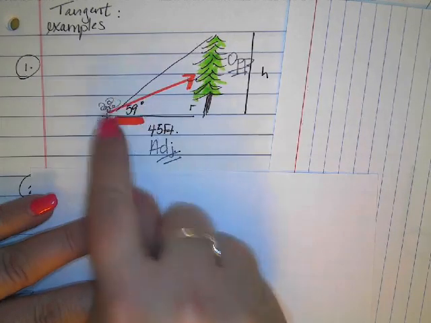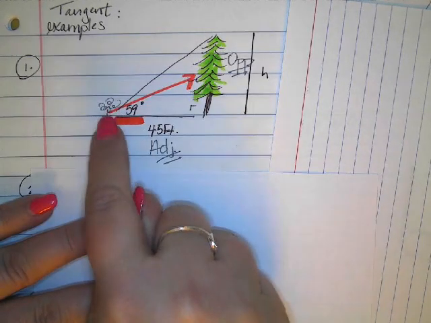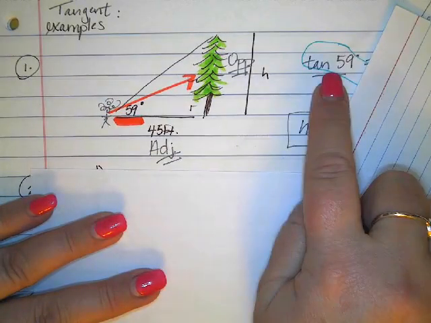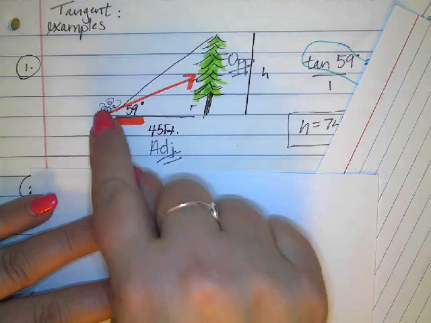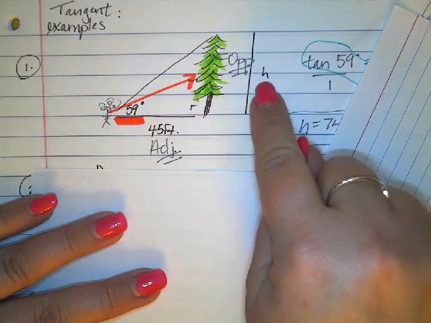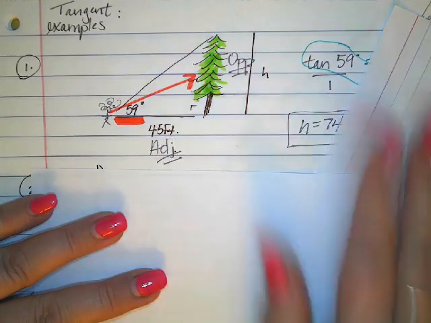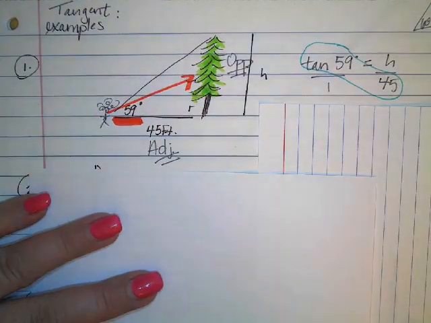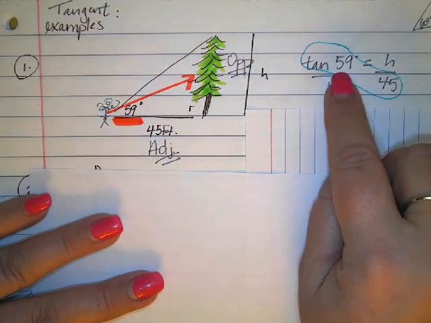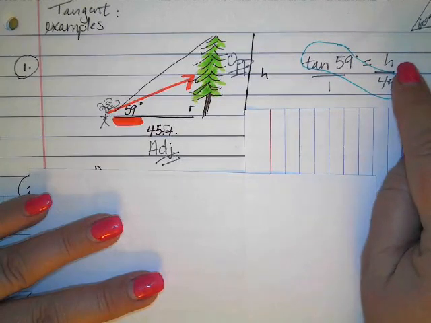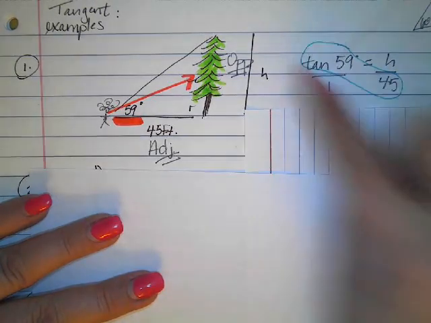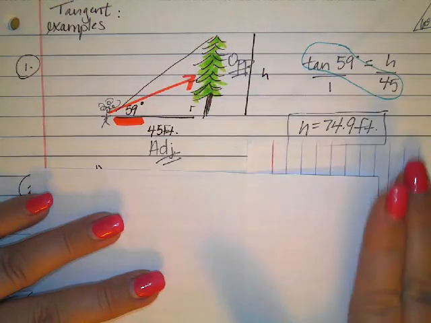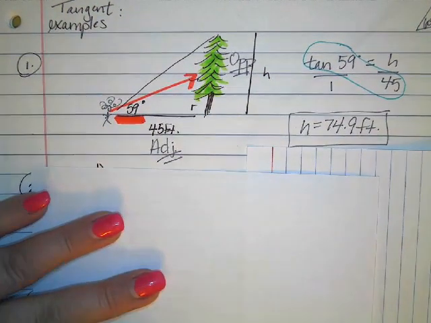So again, the tangent is from my perspective here of 59, that's where I'm standing, the tangent of 59 degrees, that's what that guy looks like, is opposite side over adjacent side. So you can see here that this is where I get my proportion from. The tangent of 59 is equal to the opposite over adjacent. And you can see it's just like any other proportion. I can cross multiply and solve. And this first part asks us to round to the nearest tenth.